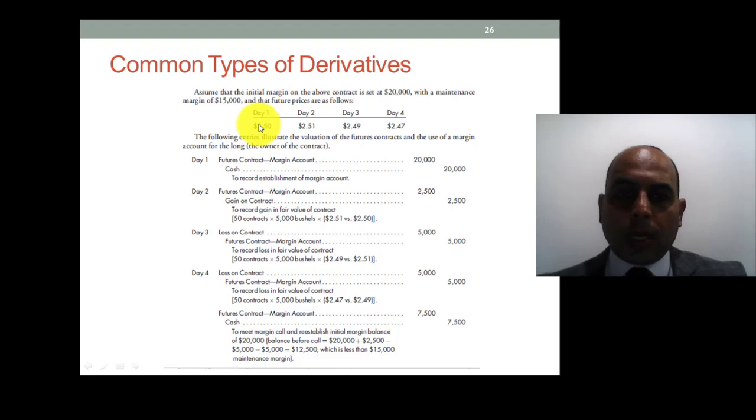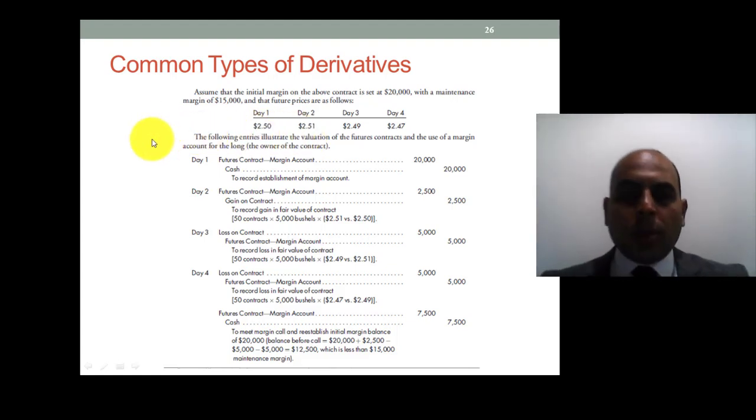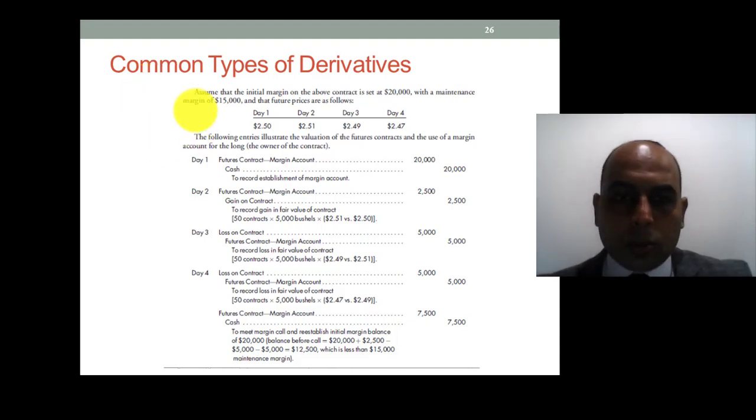We will learn together how to record the initial margin on the contract, 20,000. Later on, we will discuss the accounting treatment because of the differences in the prices of the commodity from 2.5 to 2.51 and so on. Again, remember that we have two parties. One of them agreed to sell at the forward exchange rate, and one of them agreed to buy this product. Here we agreed to sell the product at 2.5.